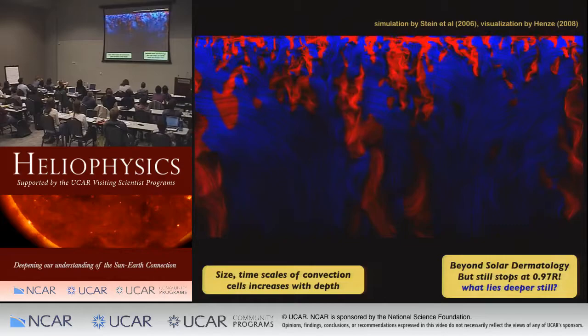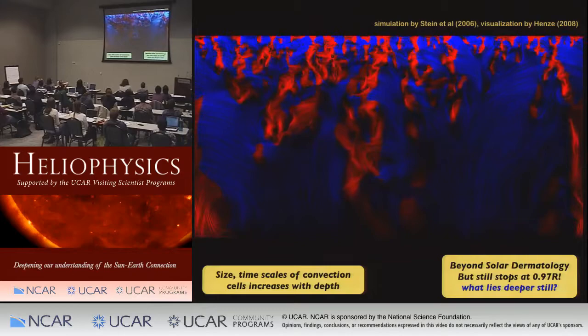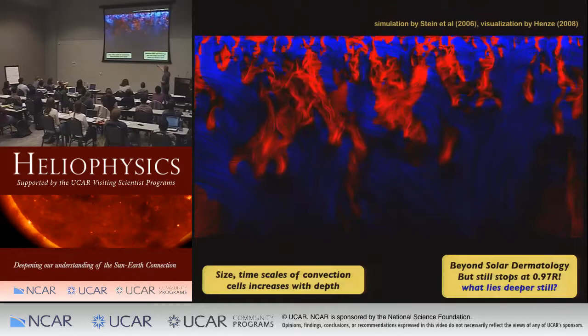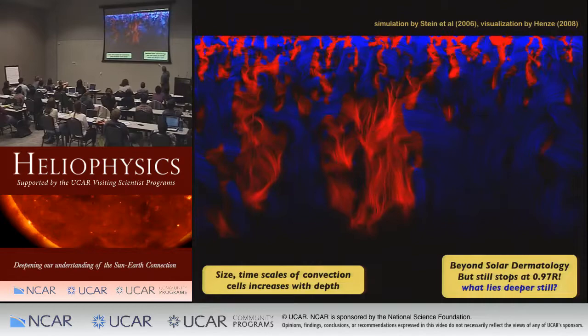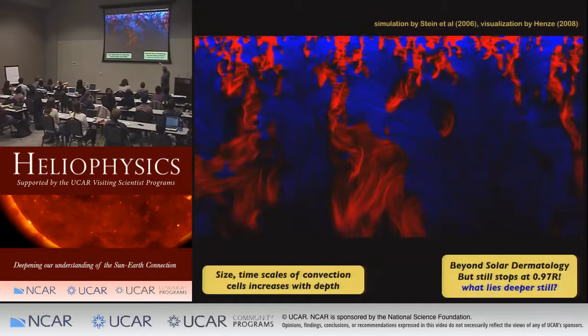But this is a simulation of surface convection in a very deep box by Stein and Nordlund. Here you can see the increase of length scales and time scales as you go down. So this is the granulation in the top. The blue, I believe, is upflowing fluid, red is downflows. So the time scales up here, but these plumes merge into bigger and bigger plumes that have longer and longer time scales as you go down.